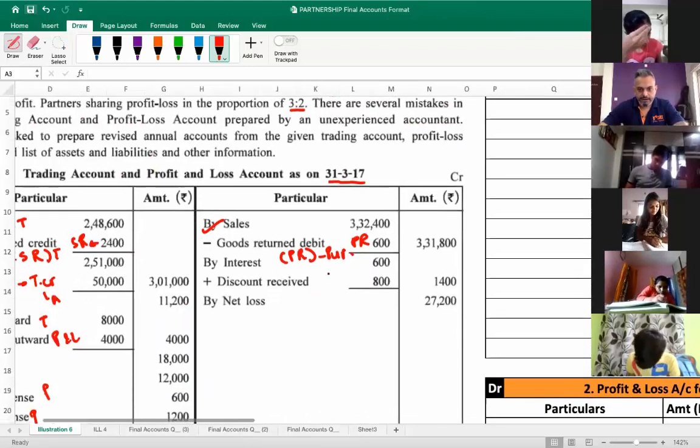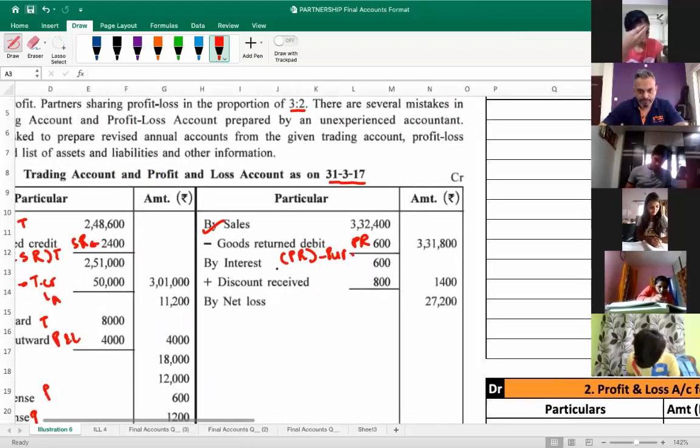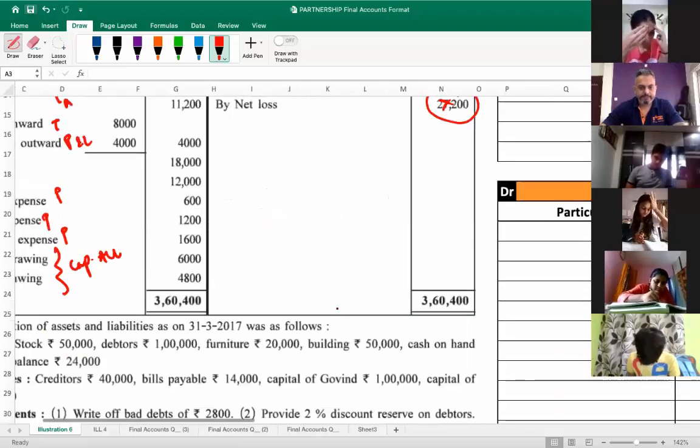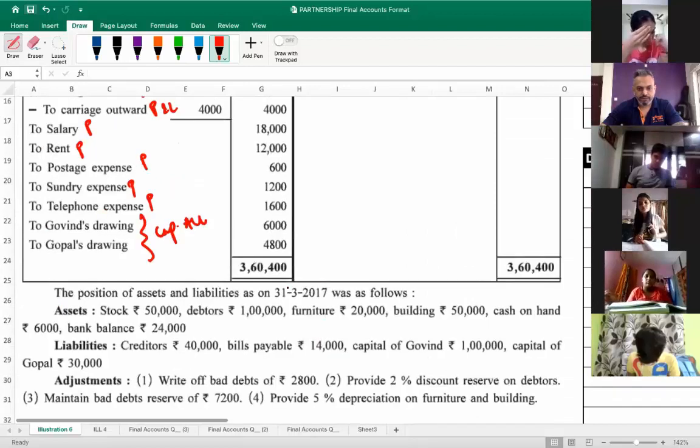Okay, then interest. Okay, that's fine. Profit and loss, and discount received, profit and loss. That's fine. Credit. नेट लॉस का अभी हमें कुछ भी करना नहीं है, इसका कोई इंपॉर्टेंस नहीं है.